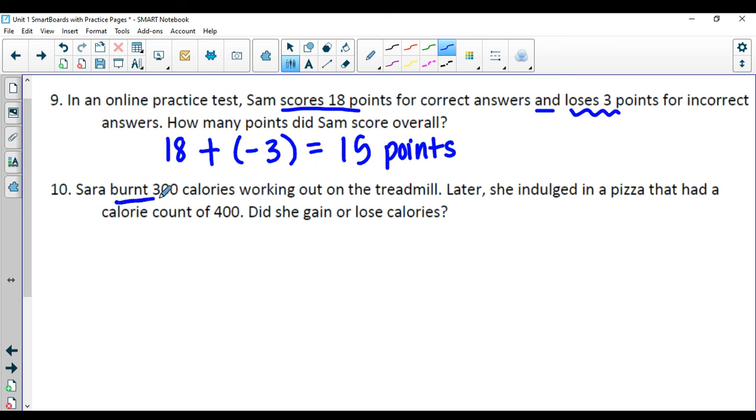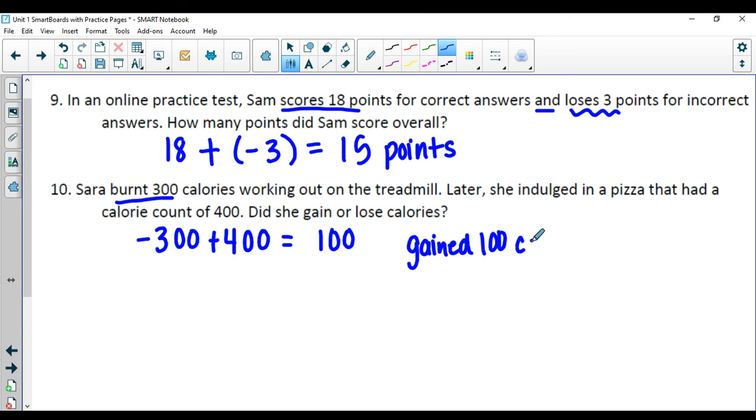Next example, Sarah burnt 300 calories. Well, we're burning calories. We're getting rid of them. That's a negative 300. That's awesome. Working out on the treadmill. Later, she decided to indulge in a pizza that had a calorie count of 400. Well, if she actually ate that pizza, she just put 400 calories into her body. So did she gain or lose calories? Well, she lost 300 but gained 400. So 400 is bigger. The difference here is 100. And it's still going to be a positive. We don't have to write the plus. So she actually gained 100 calories by eating that pizza, even though she worked out.